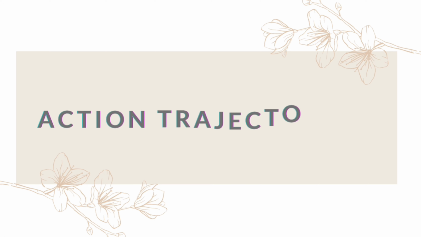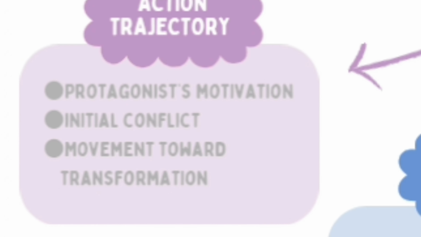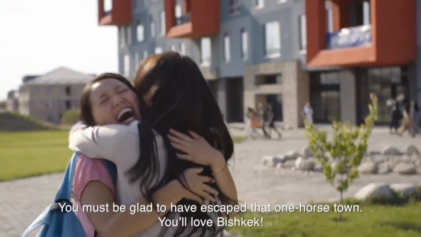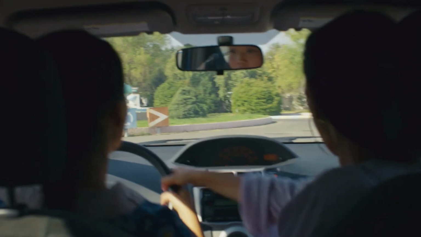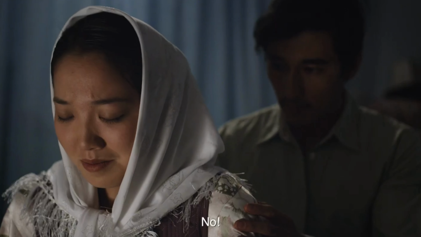Action trajectory is the 6th element of the first act in the short film. In the introduction of a screenplay, Act 1, the direction of a story is usually established by introducing the protagonist, their motivations, initial conflicts, and inciting incident. These opening sections not only present the main characters and their roles to the audience, but also set the overall trajectory of a film's action.